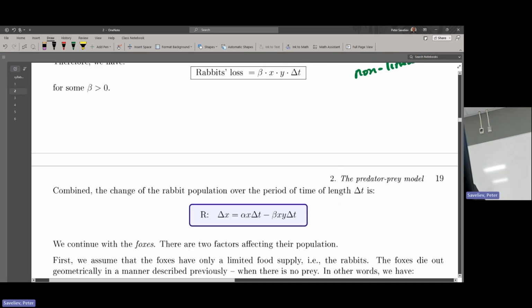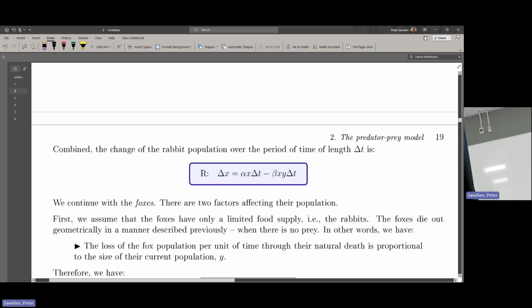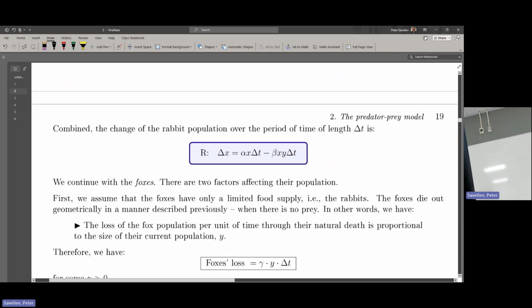Okay, now we flip it. Foxes only eat rabbits, they don't eat grass. So then we speak of the loss of the foxes' population. They are lost per unit of time through their natural death, proportionally to the size of the current population. So once again, the same model, except exponential growth and exponential decay are opposite of each other, but it's basically the same story. So once again, I have a gamma, and that gamma is positive, and the loss will be a negative term proportional to y once again.